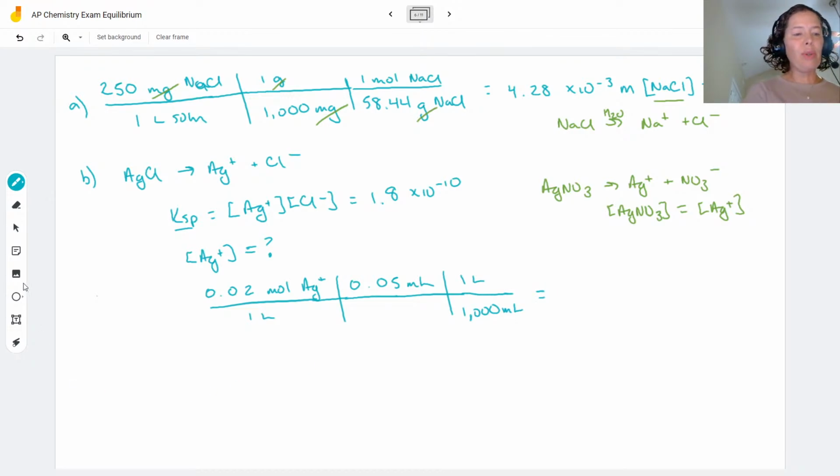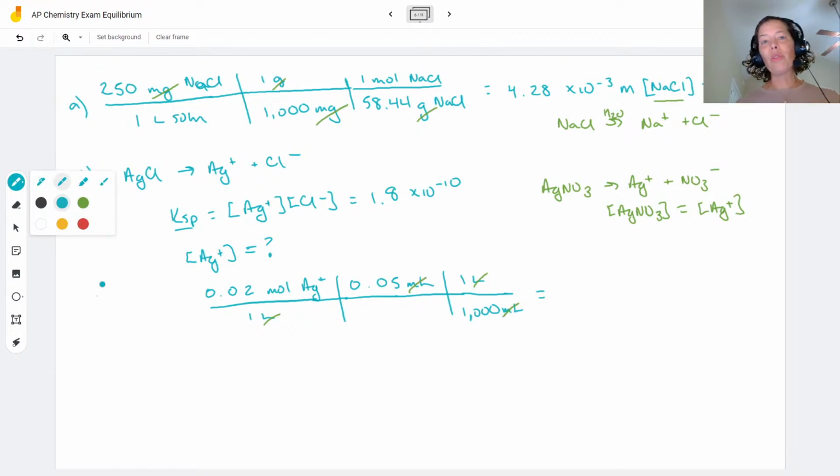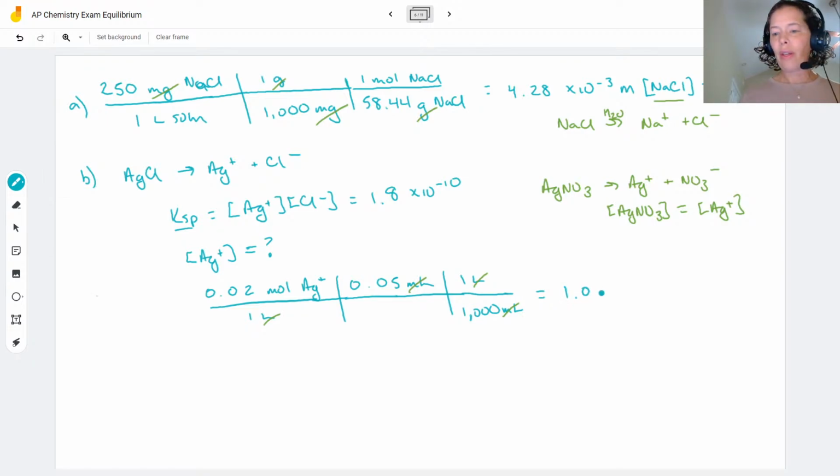Okay, so this will give us, liters cancel, milliliters cancel. This will give us our moles of silver ions. What is that number? 1 times 10 to the negative 6. This is moles of silver ion in that 1 drop. So we're taking this many moles and we are adding it to our 25 milliliter sample.